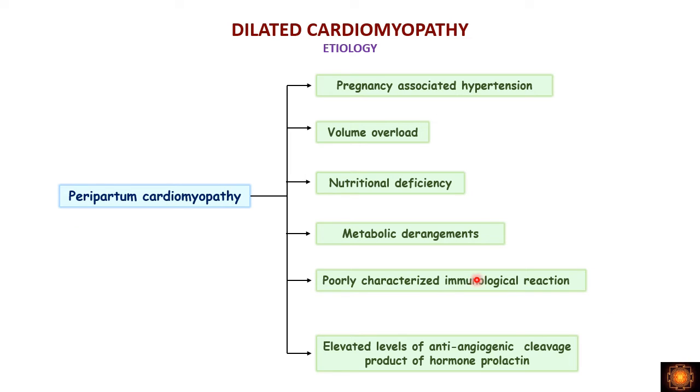And peripartum cardiomyopathy, for which we have a list of causes. Pregnancy-associated hypertension can cause dilated cardiomyopathy, or volume overload, nutritional deficiencies, metabolic derangements, poorly characterized immunological reactions, and elevated levels of anti-angiogenic cleavage products of the hormone prolactin. All these things in the peripartum period can cause dilated cardiomyopathy.